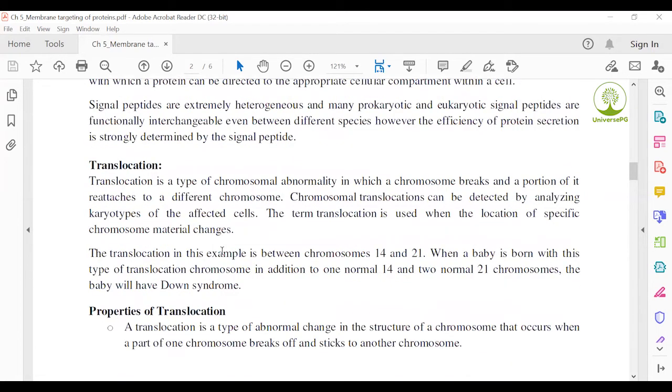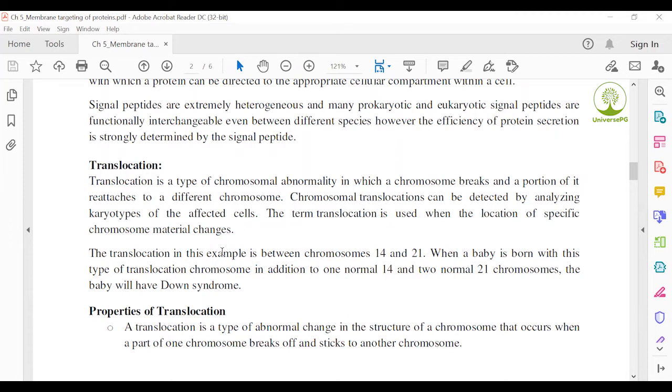Next, translocation. What is translocation? Translocation is a type of chromosomal abnormality in which a chromosome breaks and a portion of it reattaches to a different chromosome. It is a chromosomal abnormality due to chromosome damage or irregular repair of the genetic material, in which a chromosome breaks and a portion reattaches to a different chromosome.